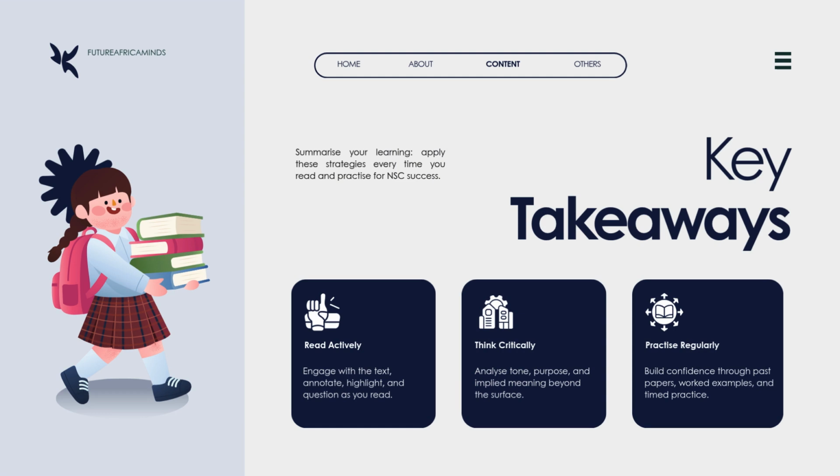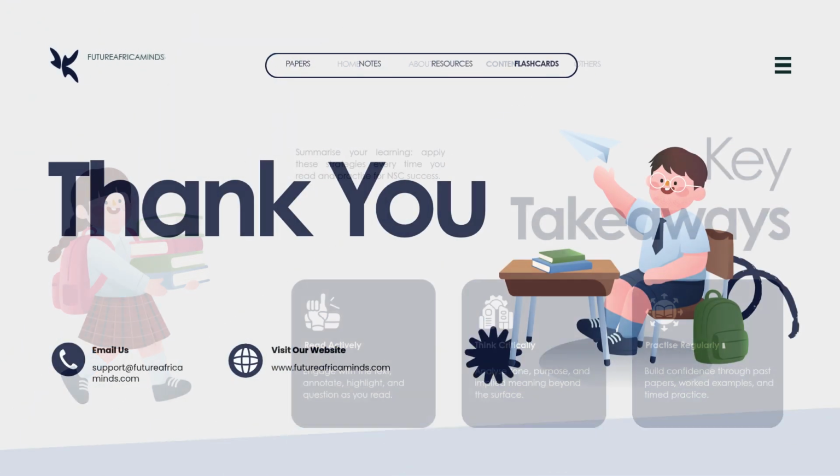Let's summarize today's lesson. Read actively and with purpose. Identify the main ideas and supporting details. Use evidence to make accurate inferences. Analyze vocabulary, tone, and the writer's purpose. Most importantly, practice regularly because strong comprehension skills develop through consistent reading and application.